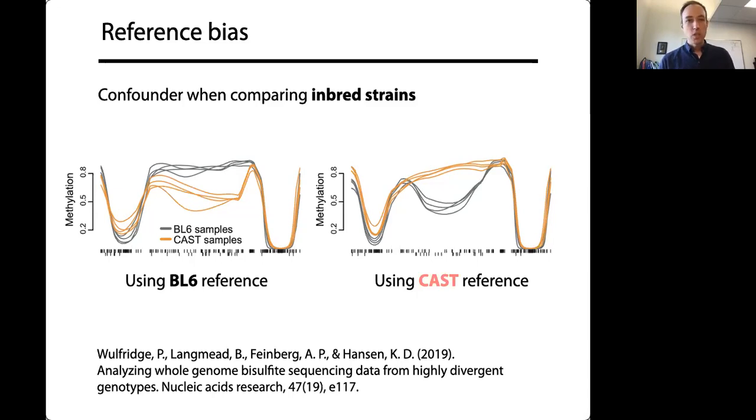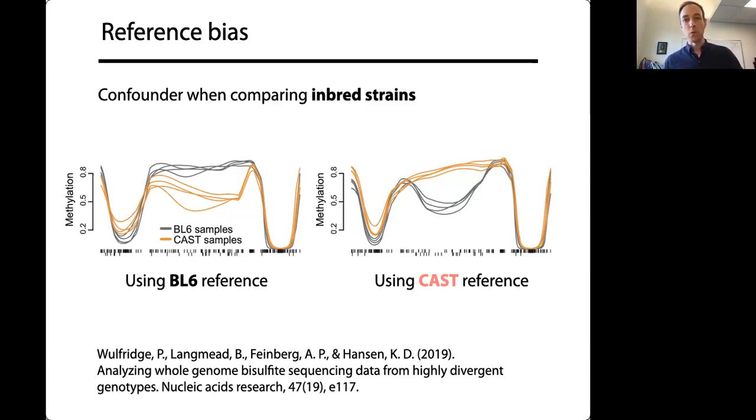And depending on which reference genome was used for the alignment, the black 6 reference genome or the cast reference genome, you would detect a differentially methylated region, but this was entirely spurious. There was actually no differential methylation here. The differences were due to genetic differences.